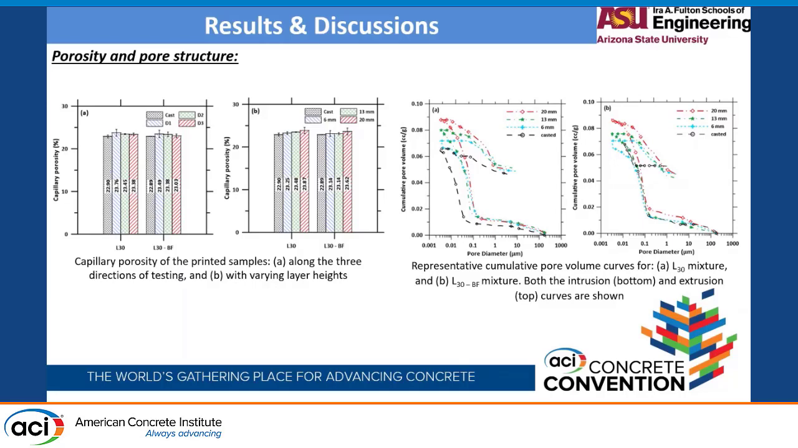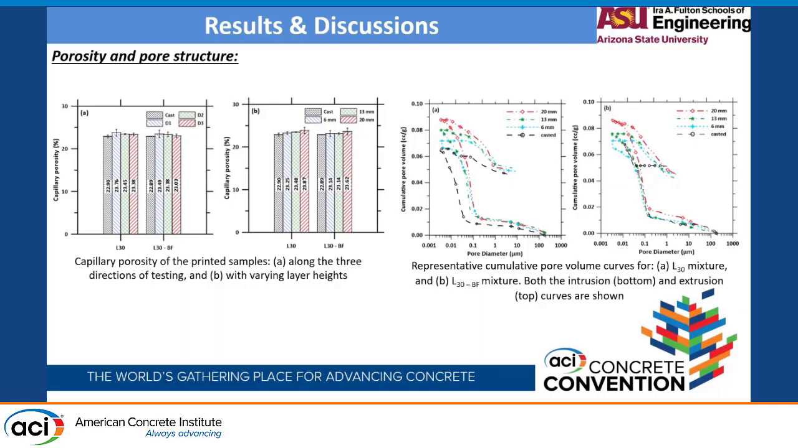So figure A shows the porosity of 3D printed samples as a function of direction, while figure B shows the porosity as a function of layer height. The capillary porosity of the 3D printed samples as a function of direction and layer height was found to be invariant, and it makes sense because capillary porosity is a bulk property. Moreover, it should be noted that capillary porosity cannot measure pores beyond a specific size because of the method, since the water won't be retained in those larger pores.